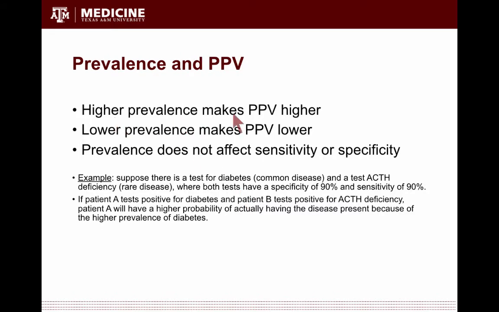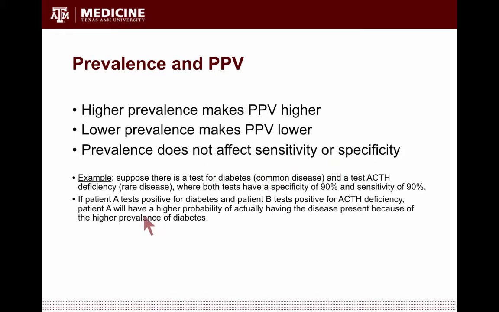Higher prevalence makes PPV higher. So whereas the sensitivity and specificity of a test are properties of that test, PPV will be affected by the prevalence of the disease or condition in the population. Lower prevalence makes PPV lower, and prevalence, once again, does not affect sensitivity or specificity.